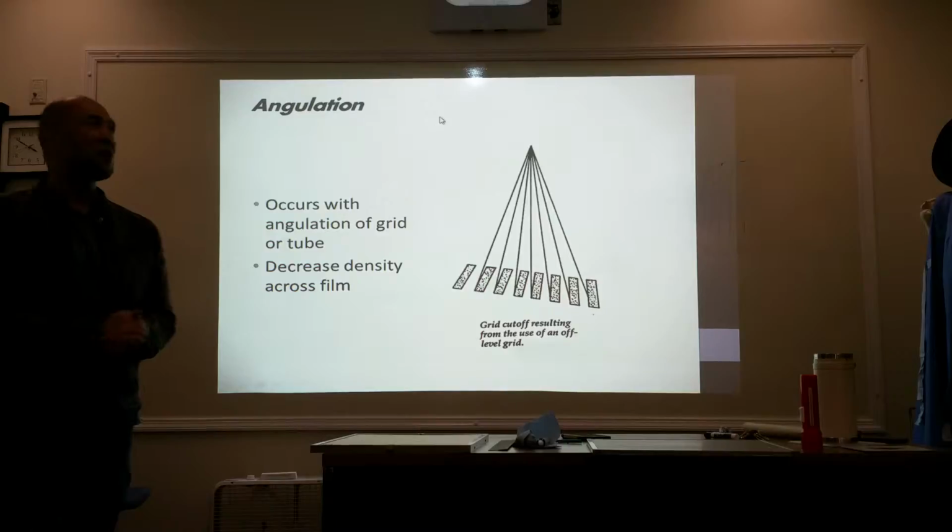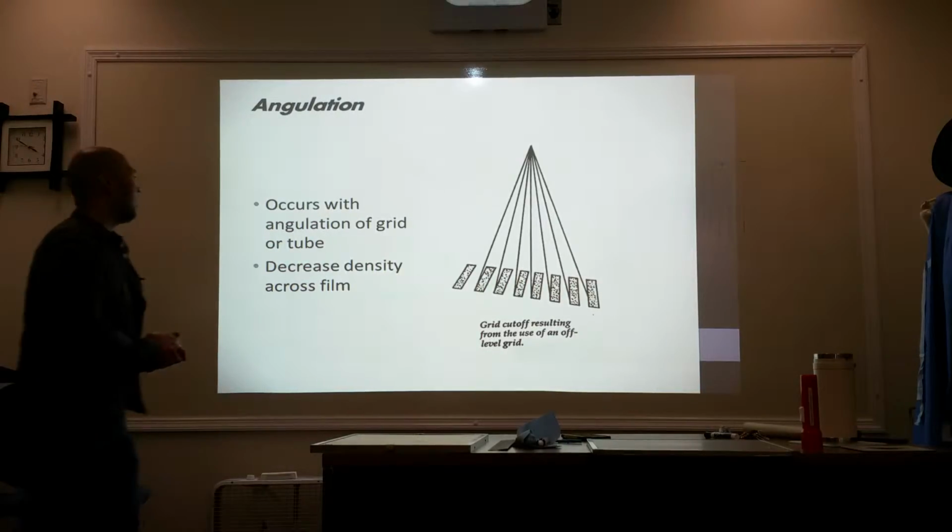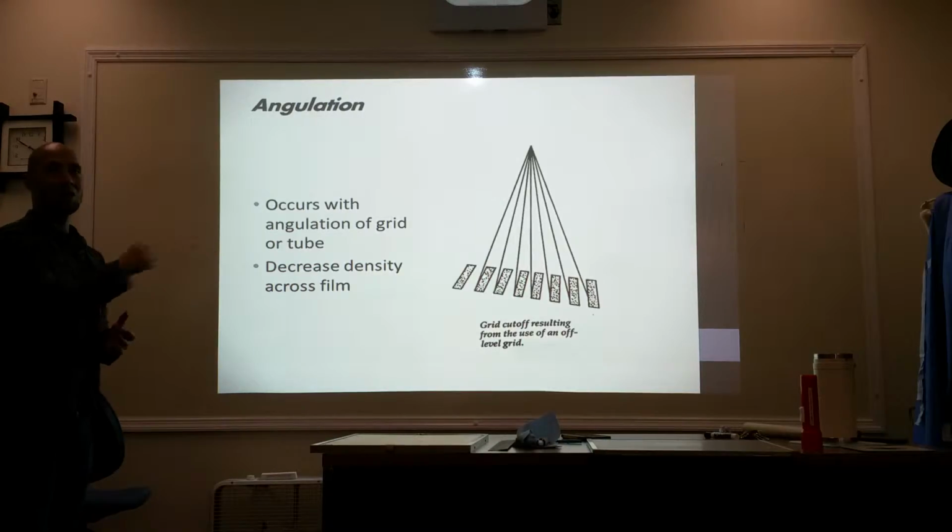Angulation occurs when there's an angulation of the grid or the X-ray tube. You're going to have decreased density across your image.